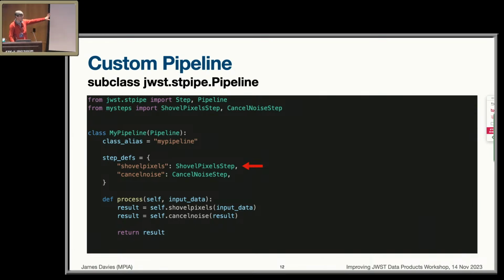So when I get an instance of this pipeline, it makes instances of all the steps as well. And then the only thing that the process method of a pipeline does is basically takes the input and runs it through each step sequentially. So the output from one step gets piped into the input of the next. And you can see that because I have step defs here, shovel pixels becomes self.shovel_pixels method in the step. So it's really simple.